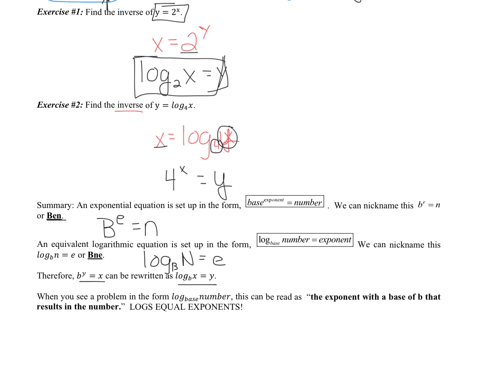Now, when we start to do logarithms, when you see a problem in the form log base b of a number, this can be read as the exponent with the base of b that results in the number. So the word log we can also think of as meaning what exponent, or the exponent, because we know the log is equal to the exponent. So when I see a logarithm, I'm saying what exponent, if it had this base, would give me this number.